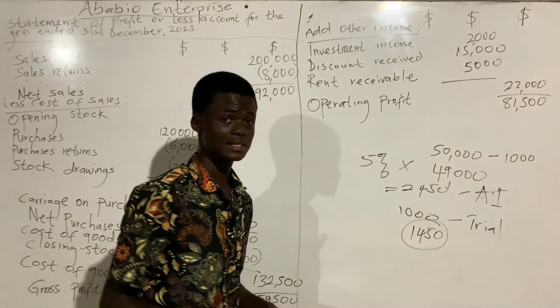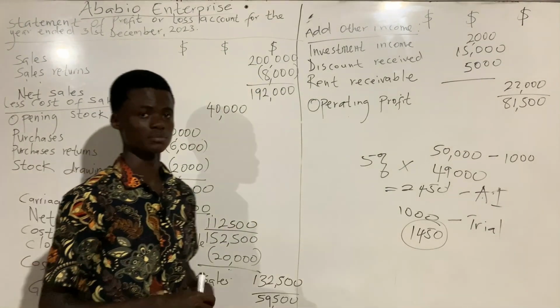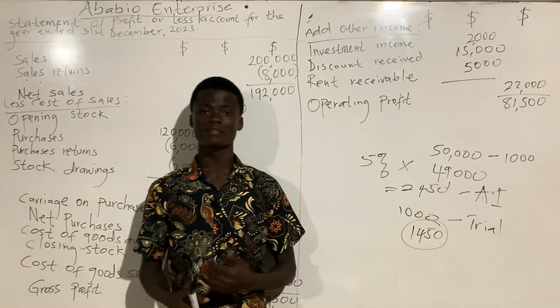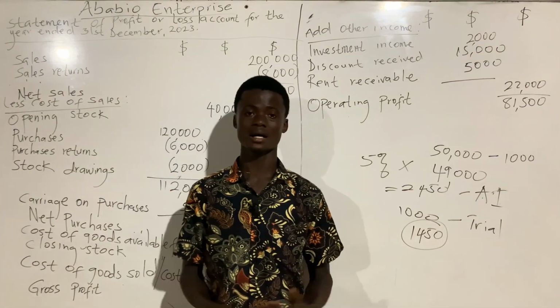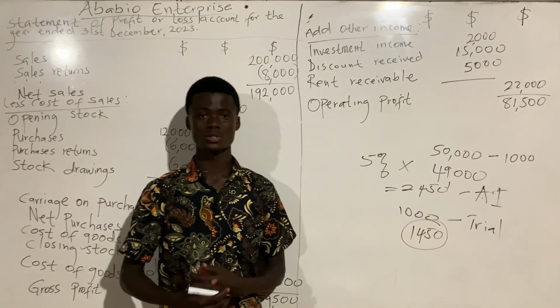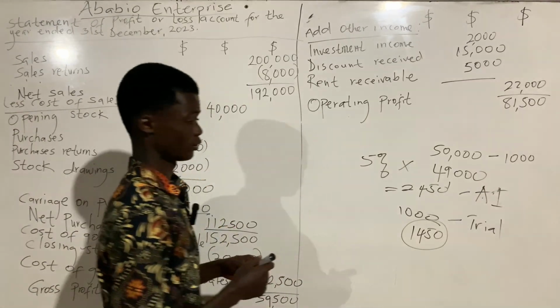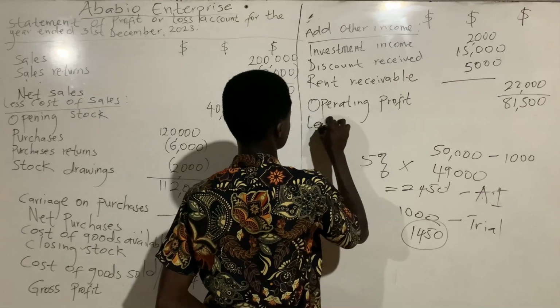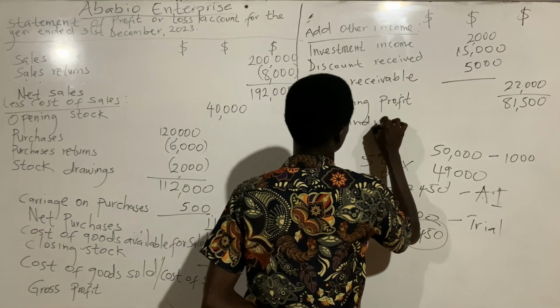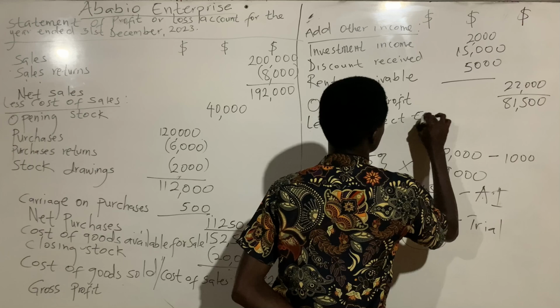So after getting this, then we are done with the trading section because as we said, the statement of profit or loss account comprises the trading account and then the profit or loss account. So we are done with the trading account. So we are moving on to the profit or loss account. So we will write less indirect expenses.